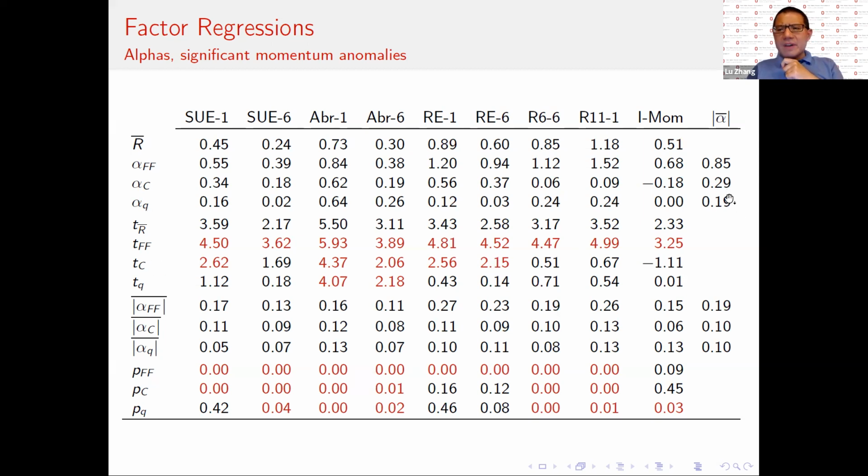The Q factor alpha, we do okay. We only have 19 basis points. So only 2 momentum anomalies are significant in our setup. And this is basically abnormal returns surrounding earnings announcement dates with 1 month and 6 month holding period. However, I should point out we have quite a few GRS rejections using the Gibbons, Ross and Shanken F-test.